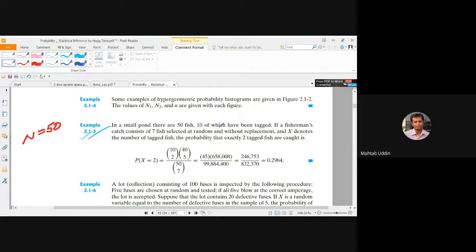I don't know still 10 is target or not, so I am waiting. If a fisherman catch consists of 7 fish selected, 7 random and without replacement. 7 selected, chosen, taken, that means small n. When does small n happen?